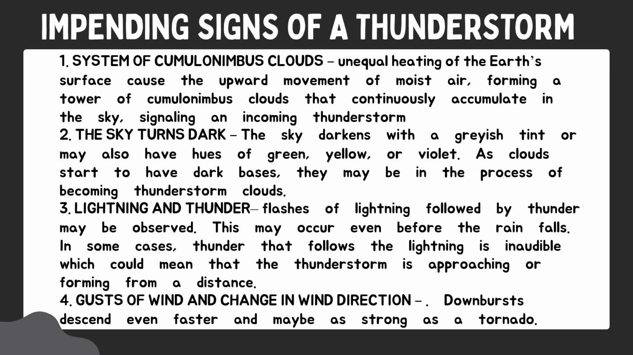Now, the next sign is the sky, when the sky turns dark. As a thunderstorm approaches, the sky often turns dark. This is due to the dense cumulonimbus clouds blocking out the sunlight. The color of the sky can also change to a grayish tint or even hues of green, yellow, or violet due to the way the sunlight is scattered by the water droplets in the clouds. Dark bases of clouds can indicate they are becoming thunderstorm clouds.